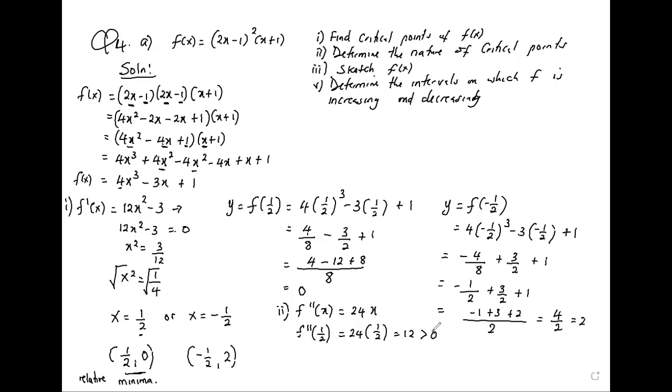I also get the second derivative again. So you get f prime prime and substitute negative half. And then you have 24 and negative half. This is giving us negative 12, which is less than 0. That means that this is relative maximum.